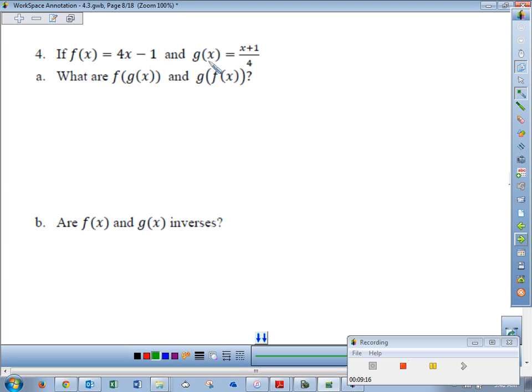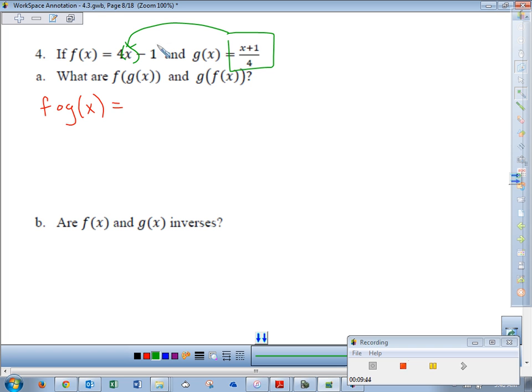If f of x is this and g of x is that, what is f of g of x and g of f of x? So let's do a little bit of work. I don't like the parentheses stuff. I usually like the little composite symbol. I don't care what you write. But I'm going to find f of g of x first. F of g of x, which guy do I start with, f or g? G goes into f. So this thing is going into the f function wherever there's an x. Right? So I will have 4 times x plus 1 all over 4 minus 1. Sweet?